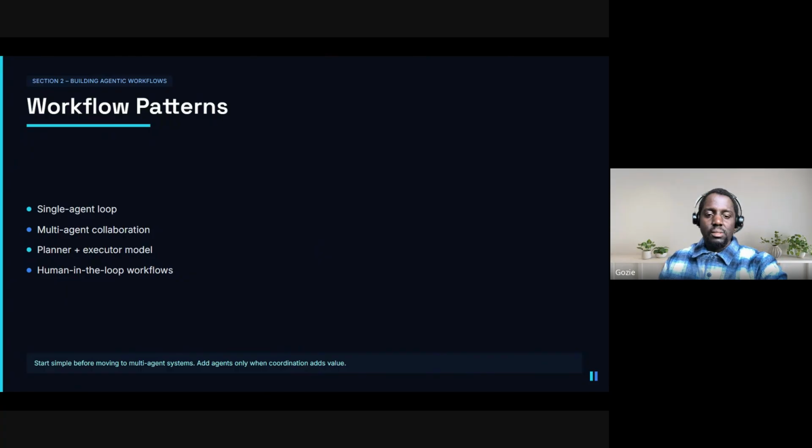Then maybe you can move to a planner plus executor separation, or multi-agent collaboration, and then human in the loop for control. Most times it's best not to start with multi-agent systems because they add complexity quickly. As much as possible, engineers should set up a single agent system first, understand the workflow and how it works, before multi-agent collaboration is put into place.